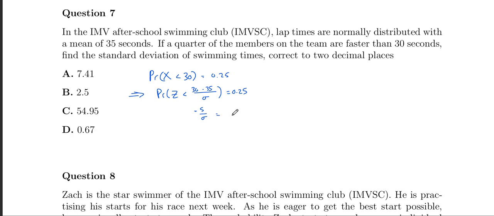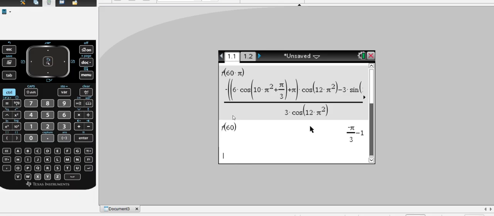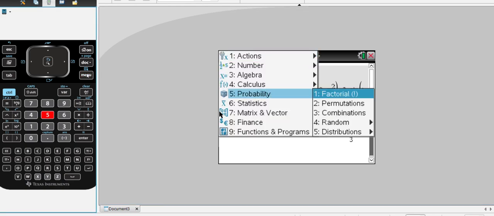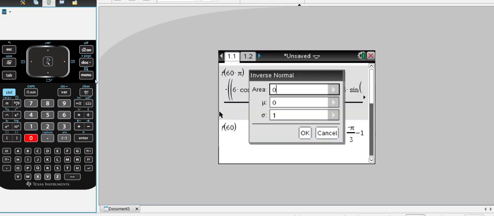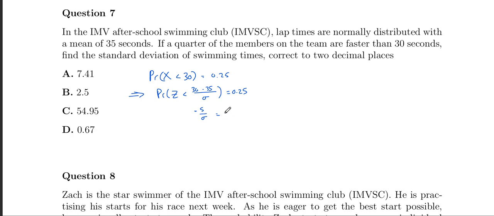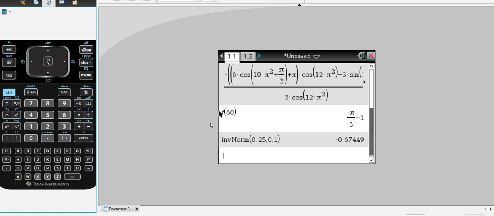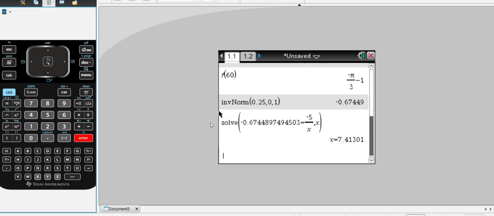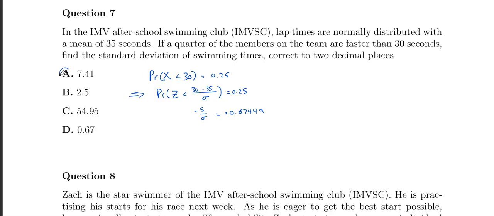And then to find out what this has to equal to, we're going to go to our CAS. We're going to go menu 553. We're going to put in the area of 0.25 to get negative 0.67449. So this has to equal negative 0.67449. And then solving, we get that sigma is equal to 7.41, which is A.